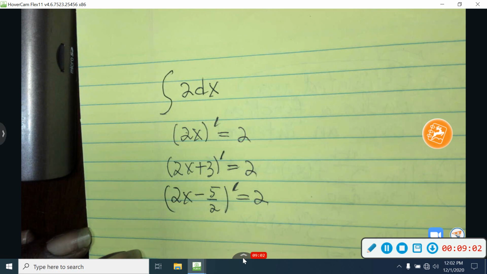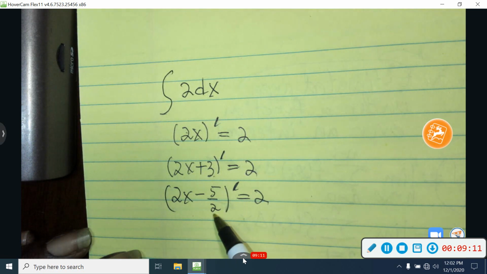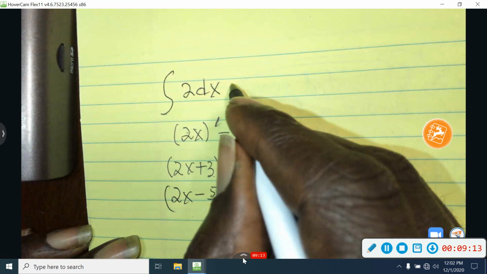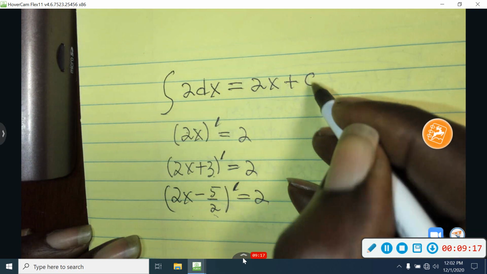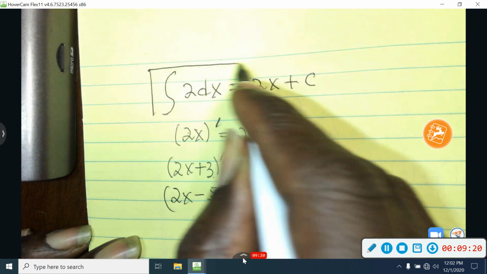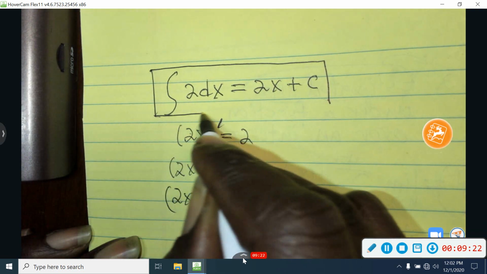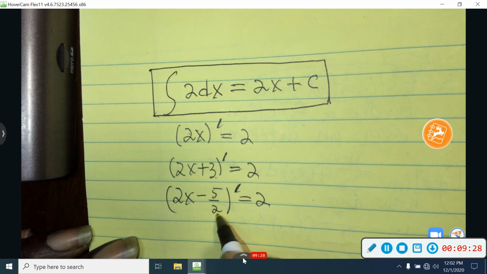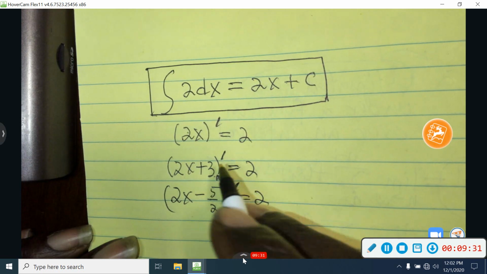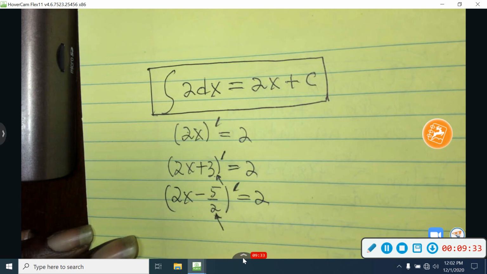So you can see the most general function that differentiates to be 2 is 2x plus some constant, because constants differentiate to be 0. Okay, so the answer is 2x plus a random constant that we don't know, and a lot of times never will know, because we don't know what constant could have been tagging along here.